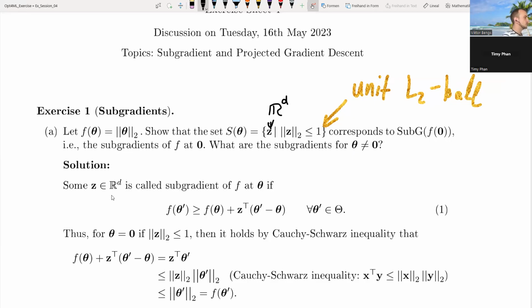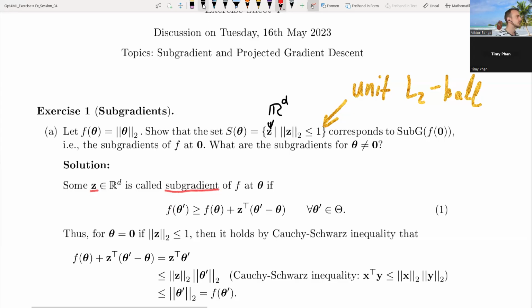Let's recall first of all what this subgradient property is, or rather, when do we call a d-dimensional vector a subgradient of a function at some point? The definition is simply here. We call this z a subgradient if it fulfills this inequality for every theta prime in theta, where theta corresponds to the domain of the function f. If the domain is completely R^d, then we have here R^d. So what is this telling us?